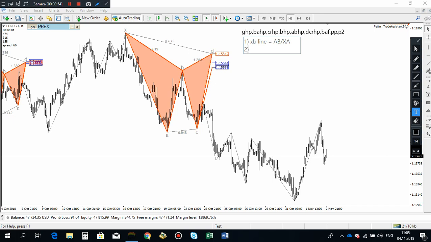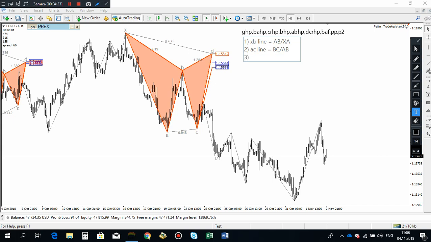The second line is this A to C line, so we should understand what this line shows, and it is the ratio of BC divided by AB. It is a retracement of AB, and in case it extends past and the B to C becomes greater than AB, it will be called an extension of AB. Okay, very simple to understand.